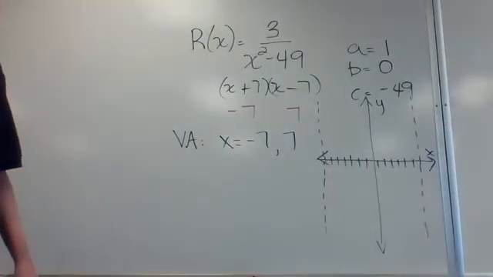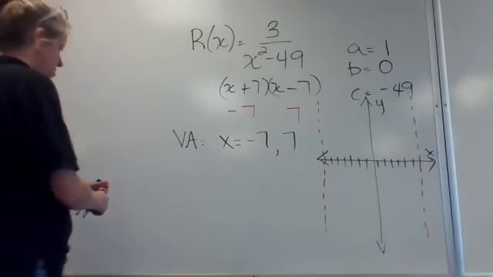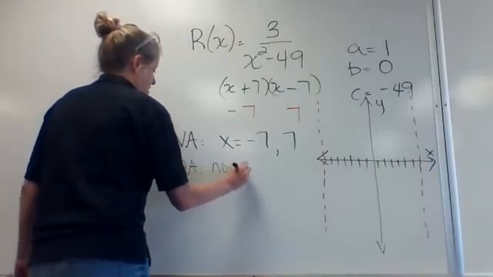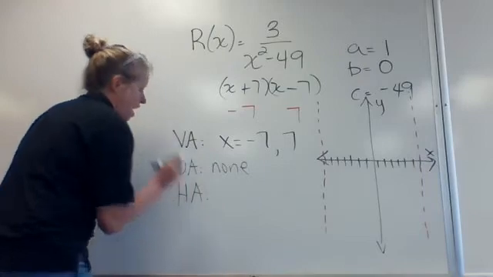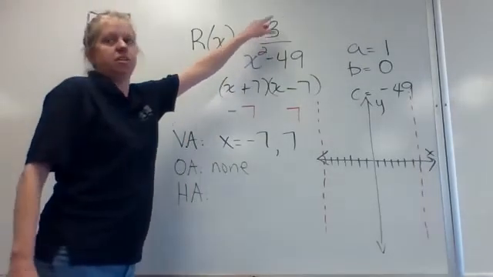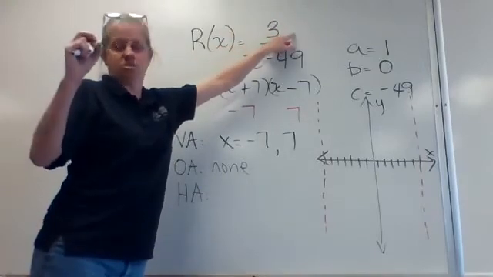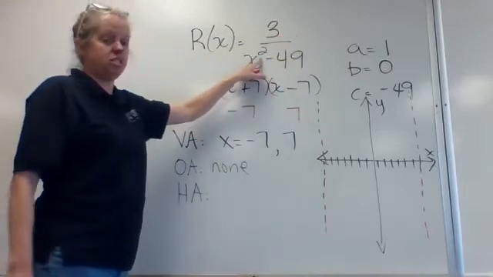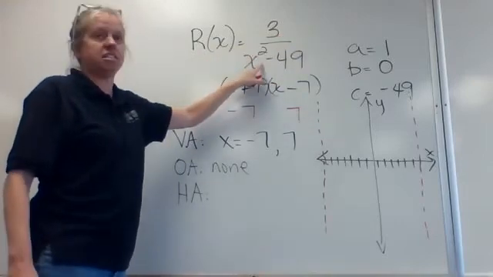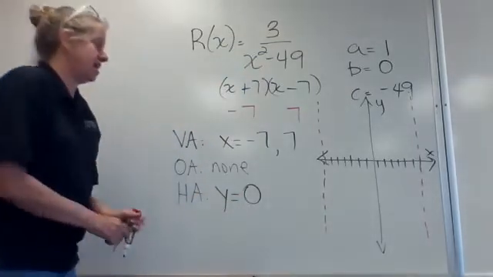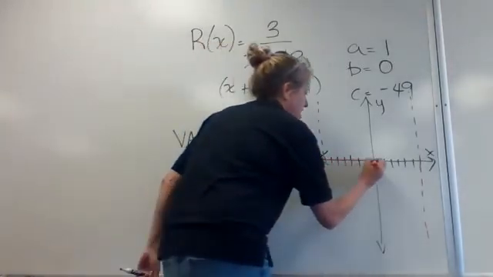Then it wants to know where the oblique asymptote is. There's no oblique asymptote. And then the horizontal asymptote. Again, that has to do with the degree of the top compared to the degree of the bottom. What's the degree of the top? 1? No, there would be an x, so 0. The degree of the bottom is 2. So the top is less than the bottom, which means your horizontal asymptote is automatically y equals 0, which is actually the x-axis.